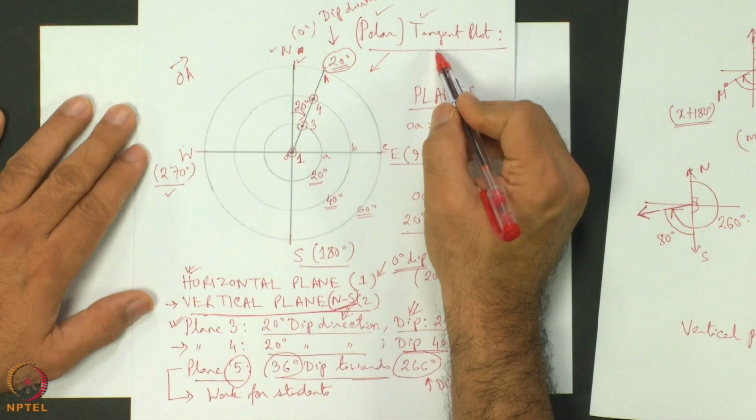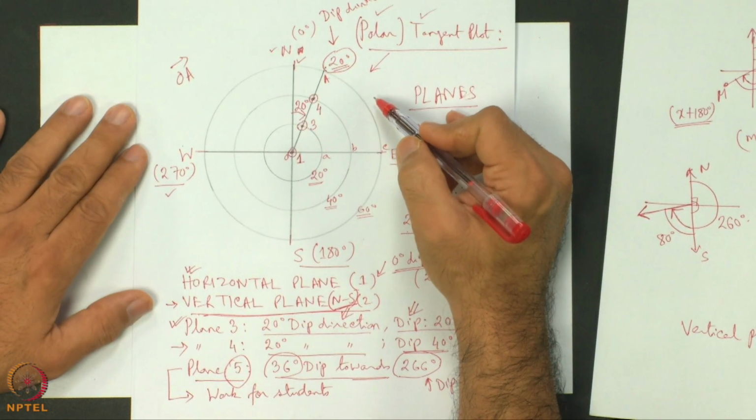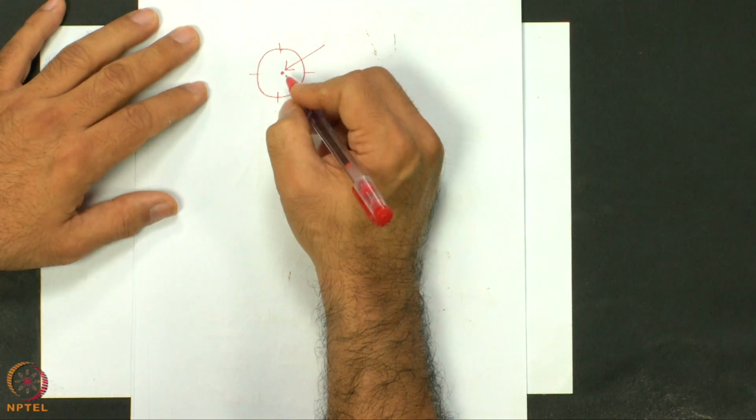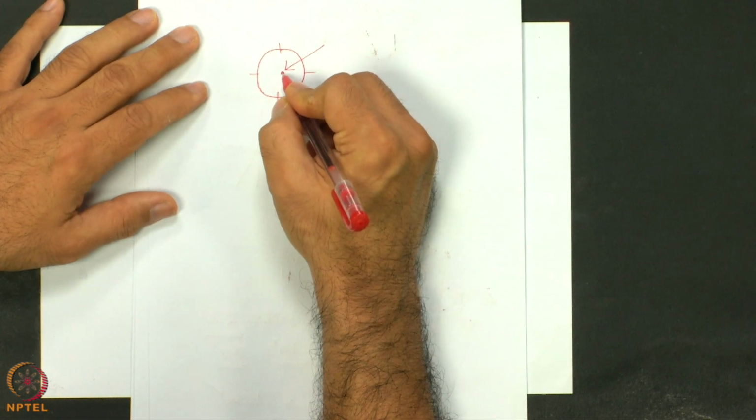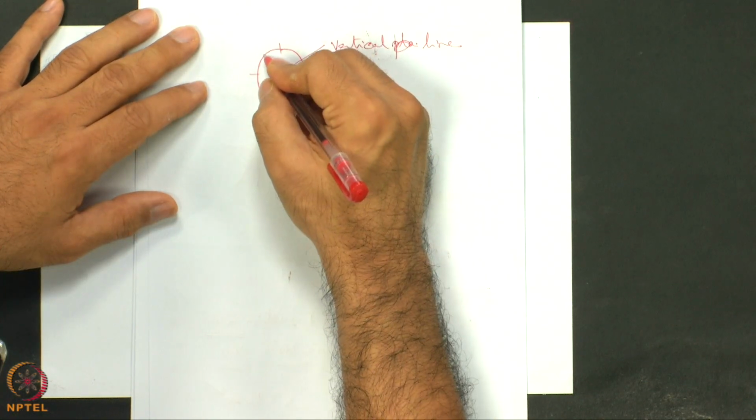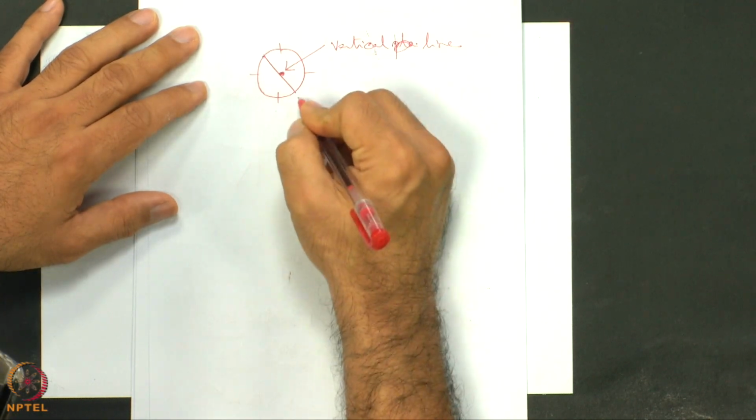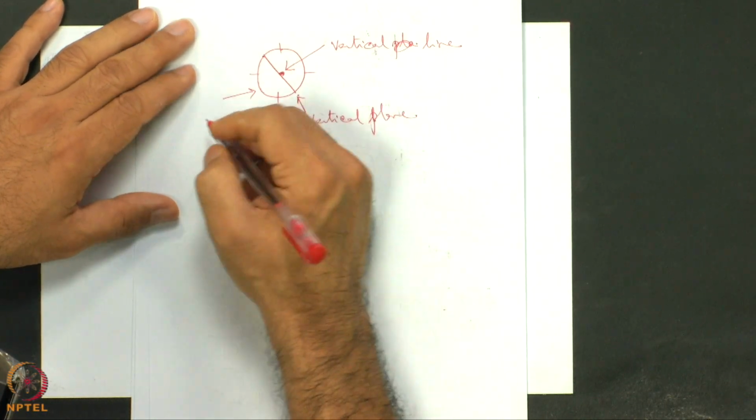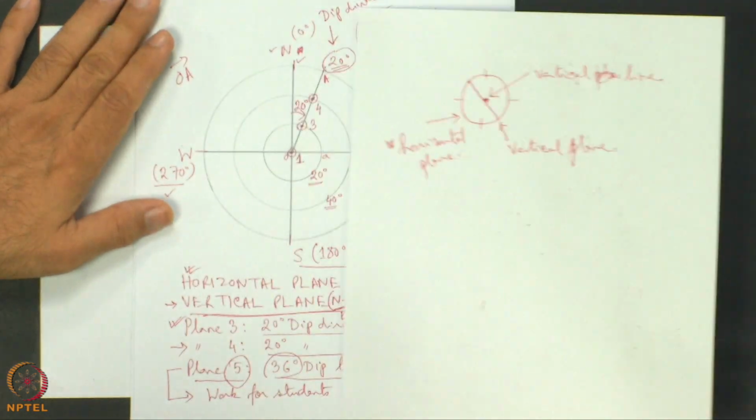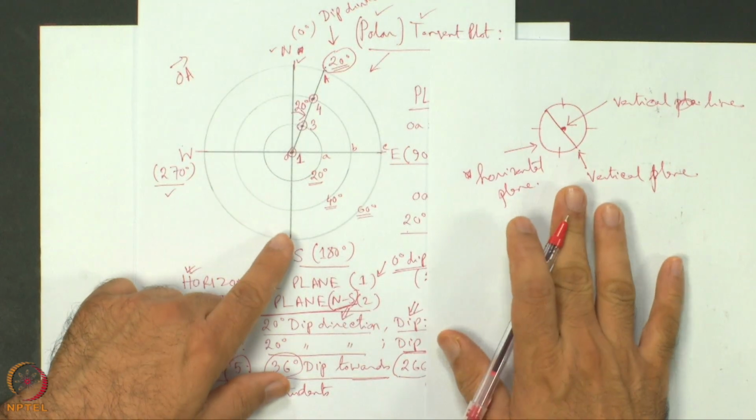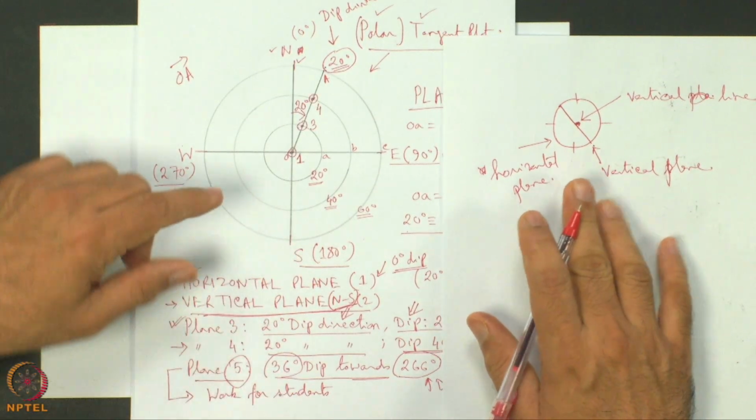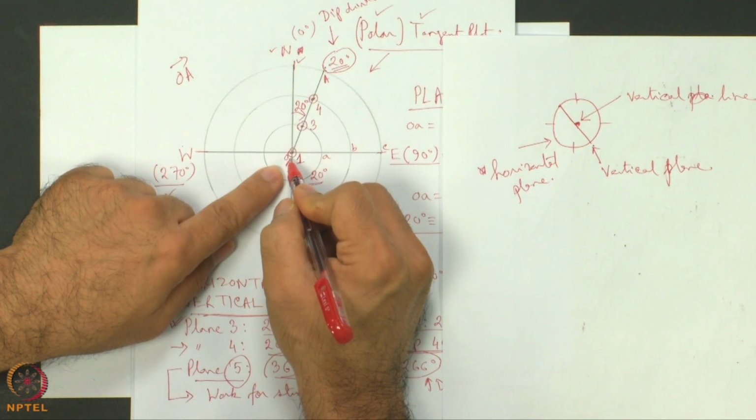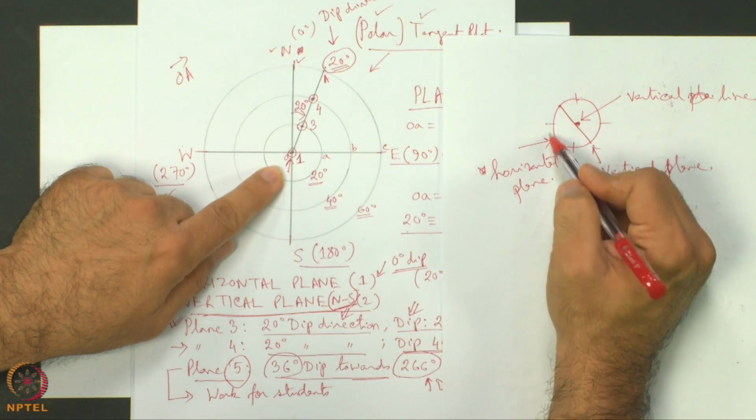The polar tangent plot's philosophy is completely different from the stereographic projection. What happens in case of a stereographic projection is that a vertical line plots at the center of the stereo plot, and a vertical plane plots as a straight line passing through the center. A horizontal plane is represented by the peripheral circle. Now, if I compare this with the polar tangent plot, clear difference is found. A horizontal plane is plotted at the center of the polar tangent plot, whereas in the stereographic projection a horizontal plane is plotted as the peripheral circle.